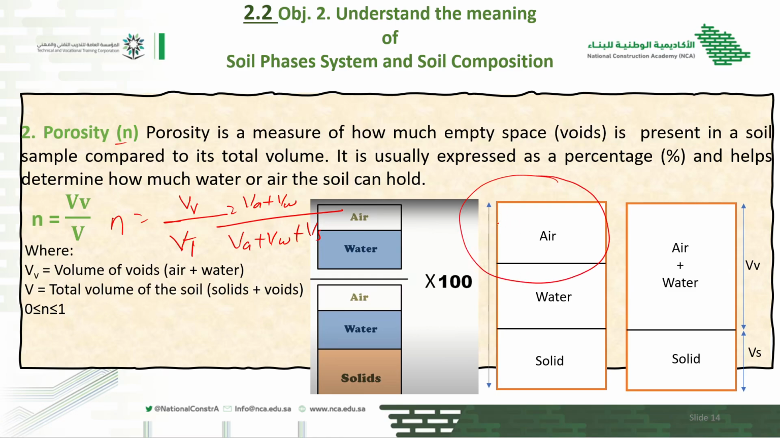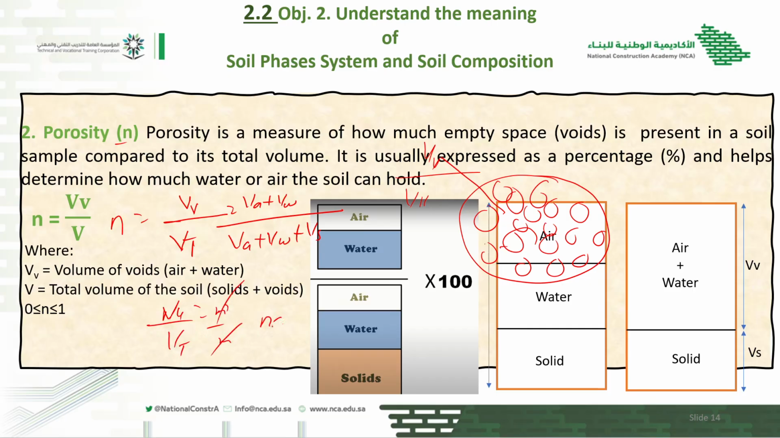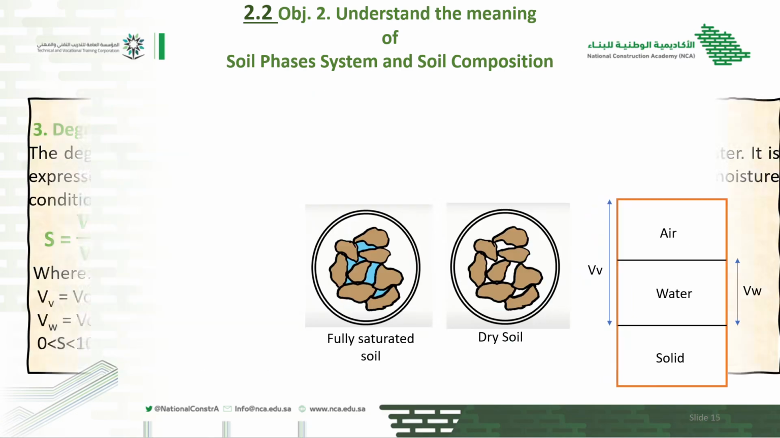This is a soil particle. In this soil, how much void is present relative to the total volume? This is called porosity. So porosity is again the ratio between two volumes, Vv and Vt. Meter cube divided by meter cube, it has no units, it is dimensionless.